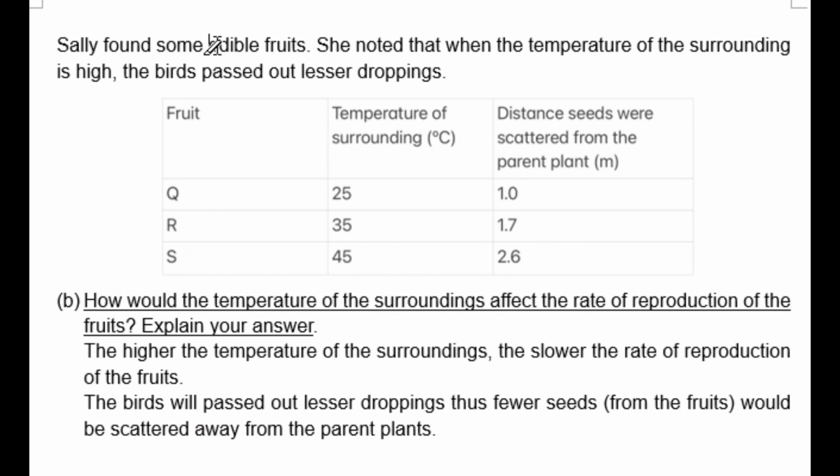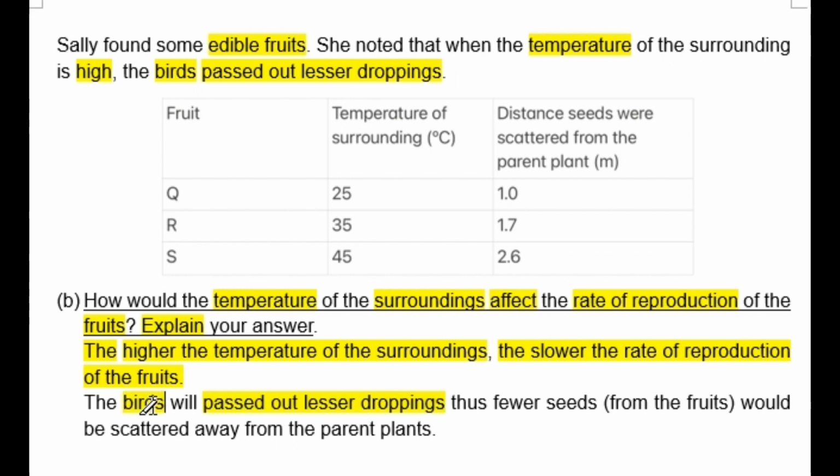Sally found some edible fruits. She noted that when the temperature of the surroundings is high, the birds passed out lesser droppings. B. How would the temperature of the surroundings affect the rate of reproduction of the fruits? Explain your answer. The higher the temperature of the surroundings, the slower the rate of reproduction of the fruits. The birds will pass out lesser droppings, thus fewer seeds from the fruits would be scattered away from the parent plants.